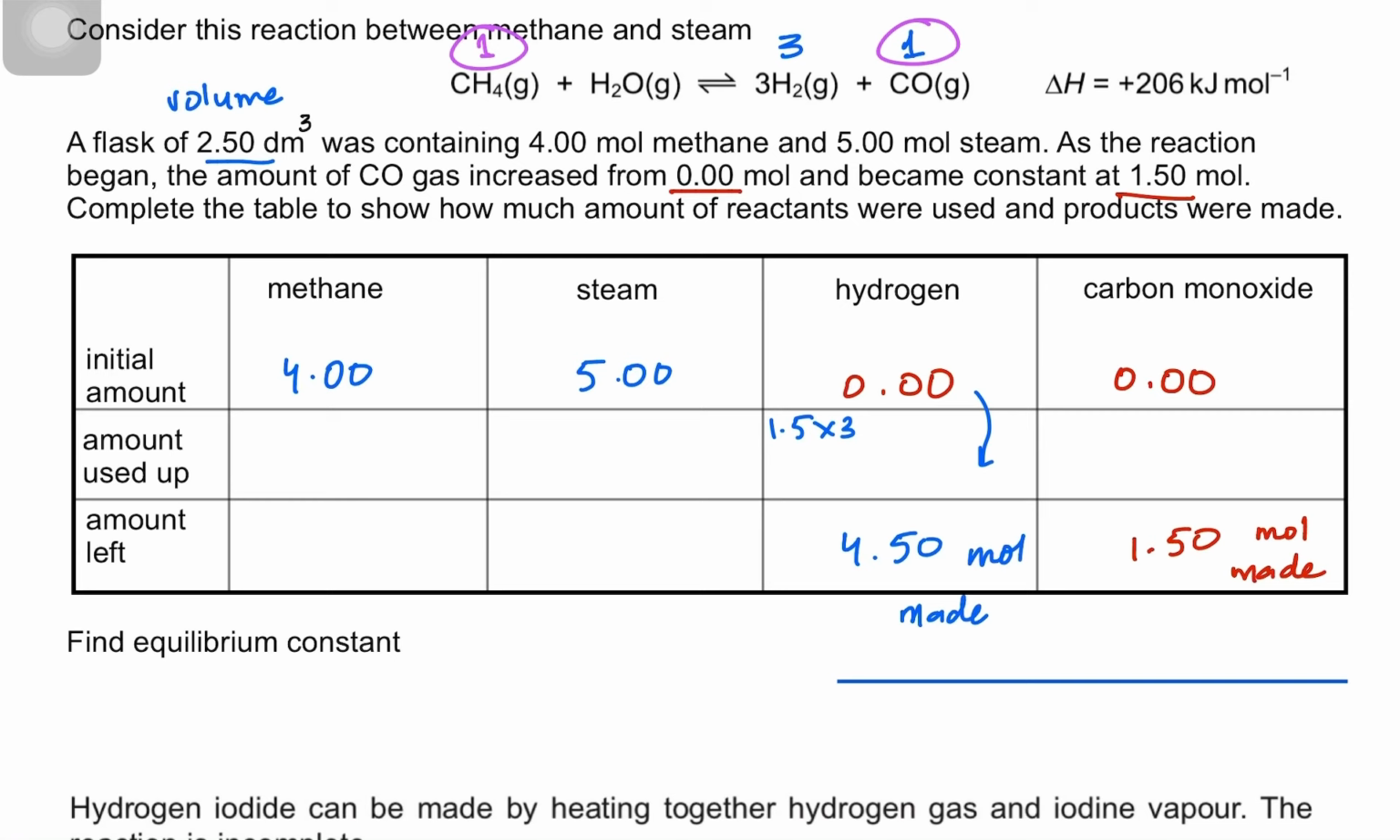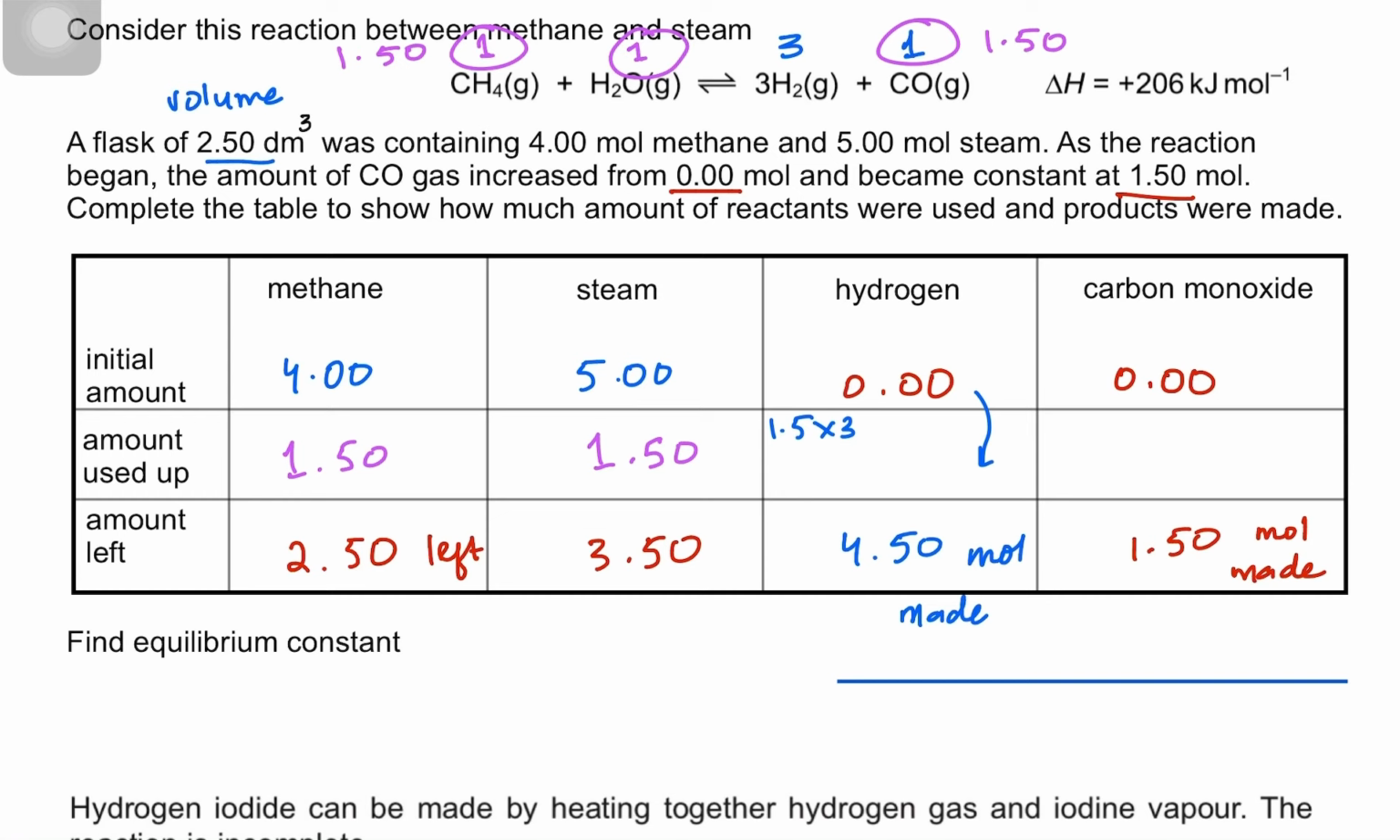Between carbon monoxide and methane, the 1:1 ratio applies. So obviously, if 1.50 mole carbon monoxide is made, 1.50 mole methane was used up. Similarly, steam also has a similar ratio, so 1.50 mole steam was also used up, leaving behind 3.50 mole steam. So the leftover amounts are 2.5 methane, 3.5 steam in the container, while 4.5 hydrogen is made and 1.5 carbon monoxide is made.